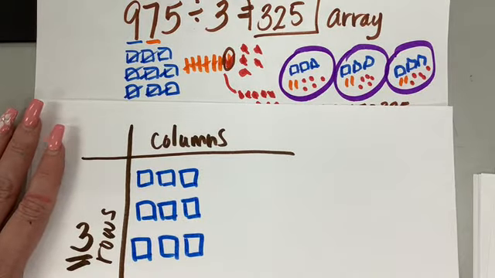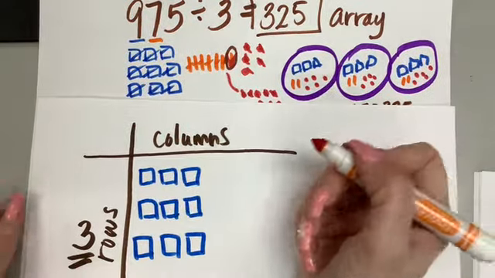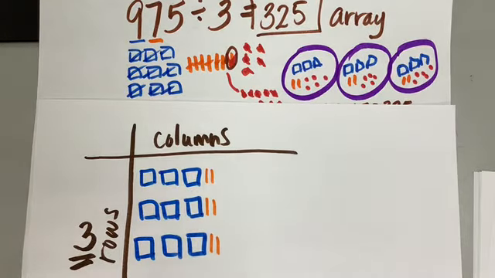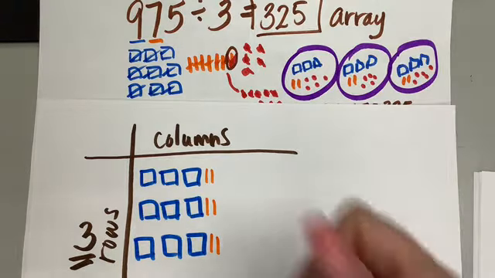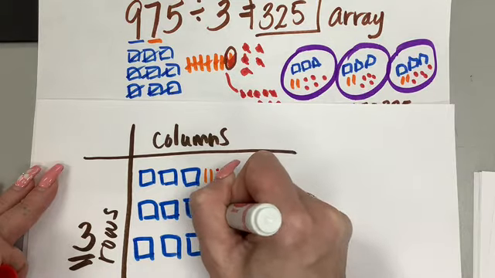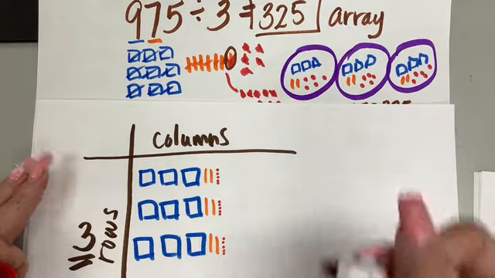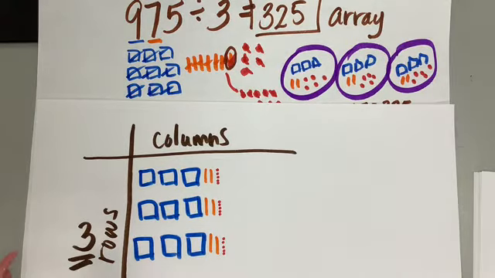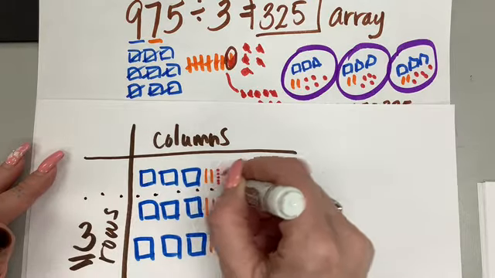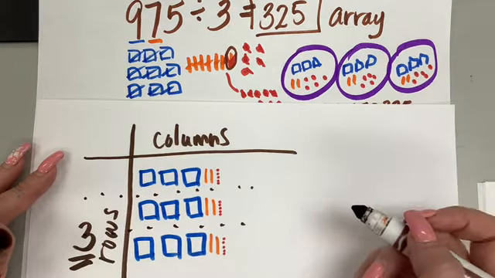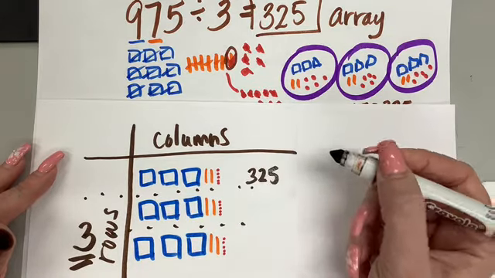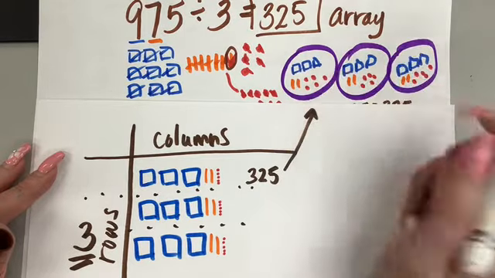because the main thing about arrays is we got to keep them very organized. And so each group had 3 hundreds, each group had 2 tens, and each group had 5 ones. So see how I organize this very neatly into 3 rows, and each row has 325 in it, which looks very similar to our equal groups.